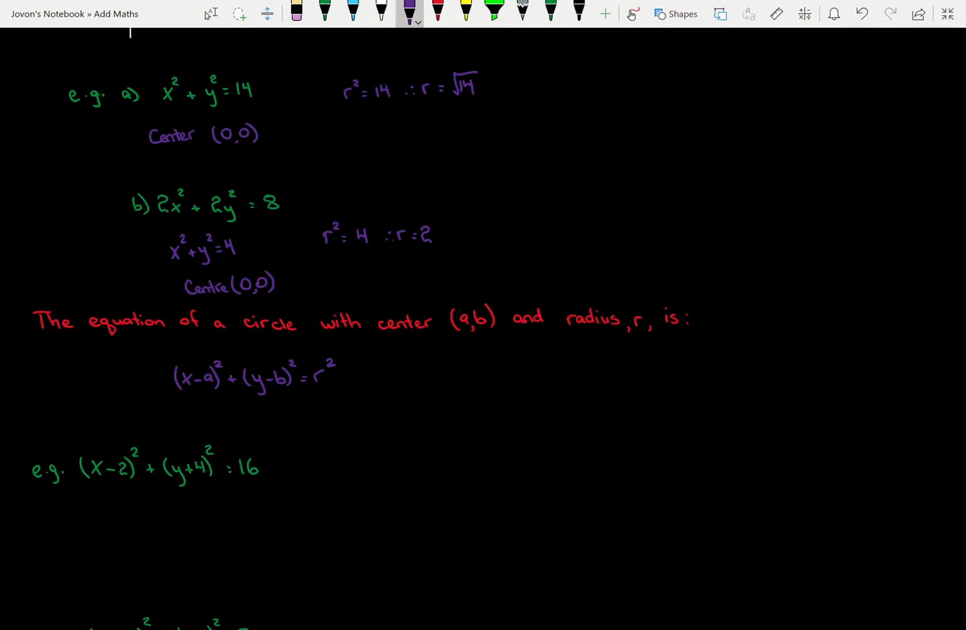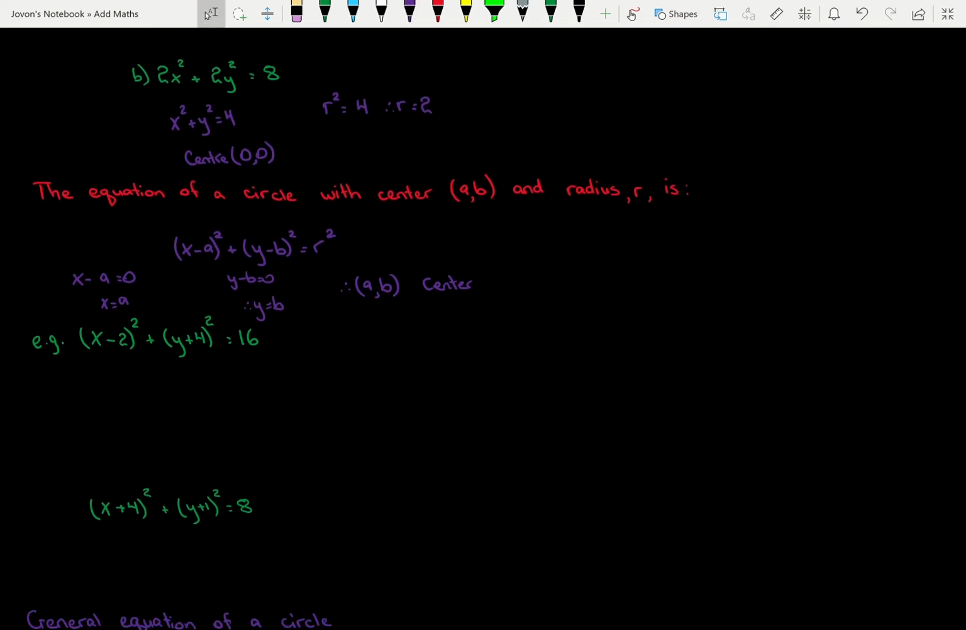So if you want to get the center from this, what we usually do is say x minus A is equal to 0, therefore x is equal to A, and then we say y minus B is equal to 0, therefore y is equal to B, therefore the center is A comma B. That represents the center.